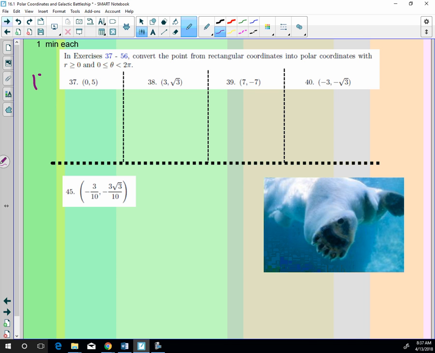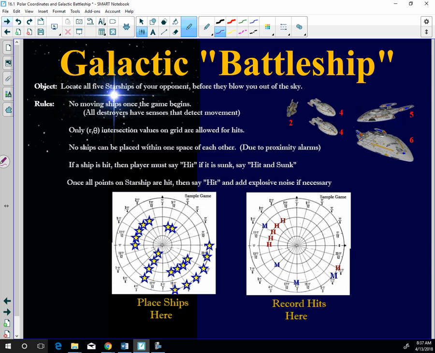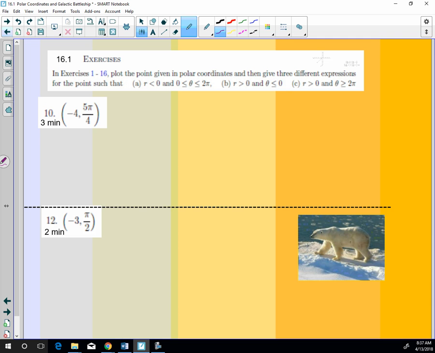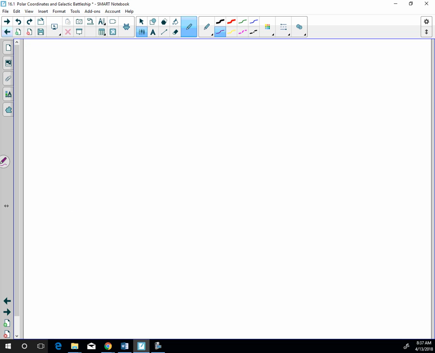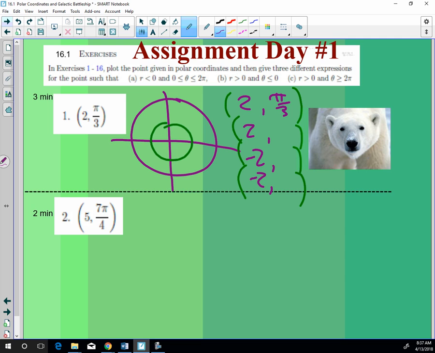This one, try these. See if you can figure these out. That should be it. Okay, just go ahead and try that first one. And that's it for today.